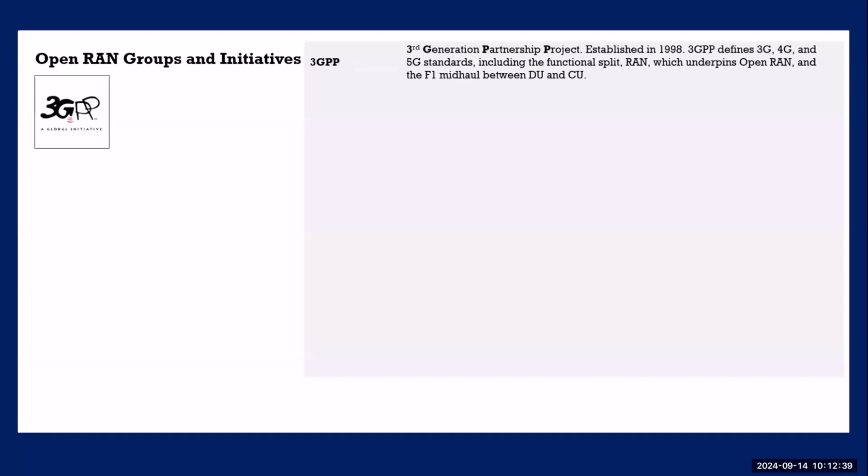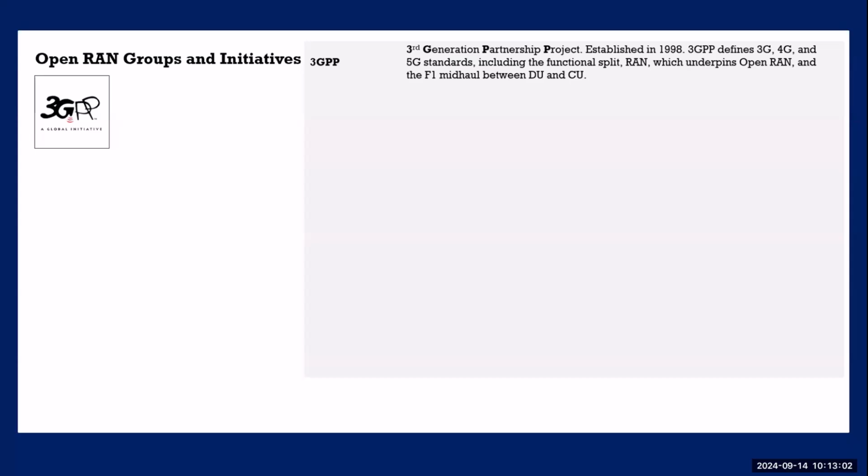Okay, now let's move on to Open RAN groups and initiatives. So who are the different organizations that support Open RAN? First is 3GPP, the Third Generation Partnership Project, which was established in 1998. So they are the ones who define the 3G, 4G, and 5G standards, including the functional split, like the splitting of the baseband functionality into centralized unit and the distributed unit.